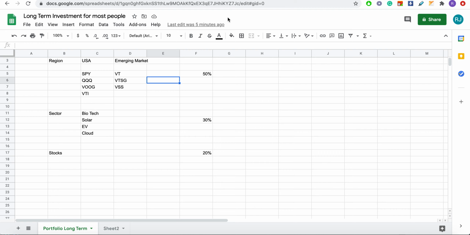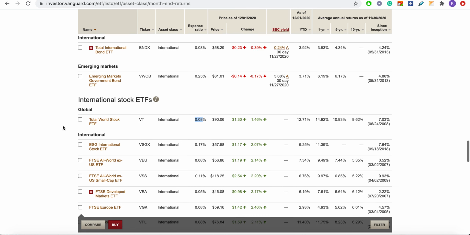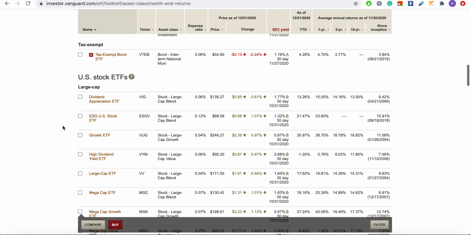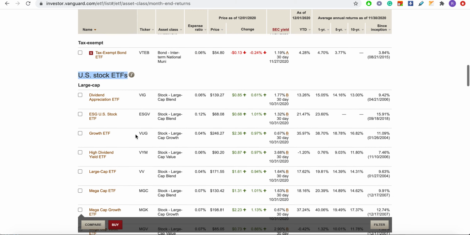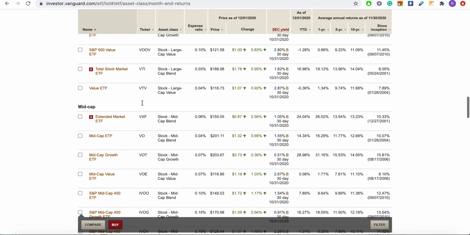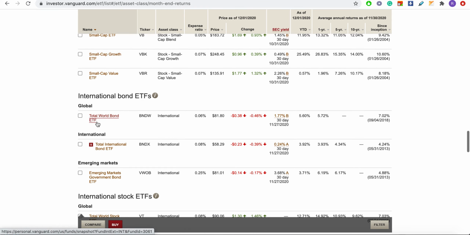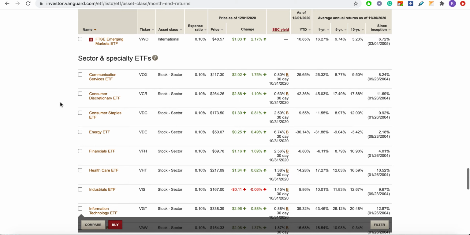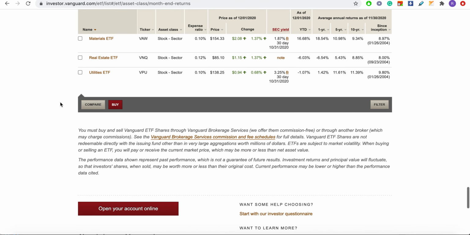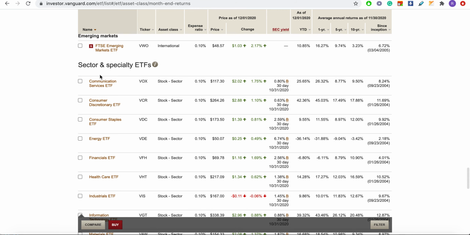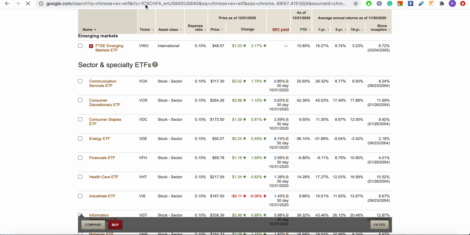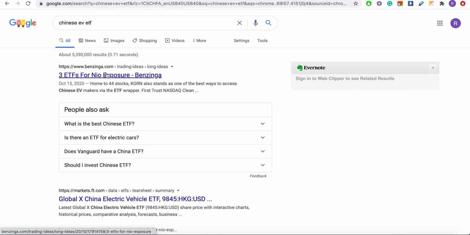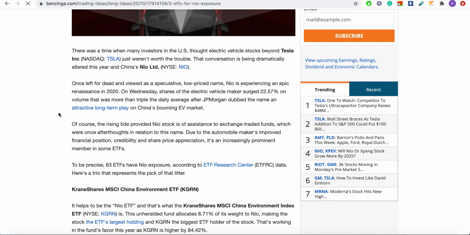It's simple. Google it. I literally went and looked up some Vanguard ETFs. You can see this is US stock ETF. This will tell you dividend paying and growth ETF, high dividend ETF, and there's tons. Mid cap, small cap, international bond ETF, international stock. There's a lot of those. And you can have sector ETFs too. We'll go over those sectors, but for example, a Chinese EV ETF, so you can get ETF exposure to Neo, right? So you don't have to buy Neo.